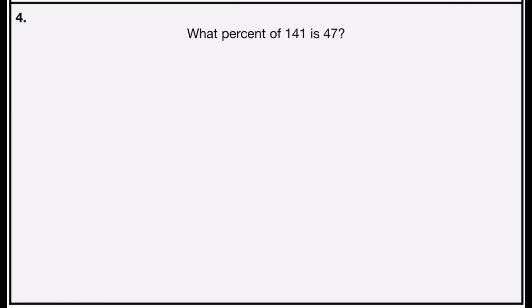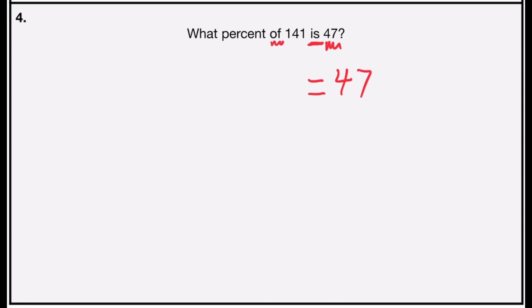Problem number 4 says, what percent of 141 is 47? So again, I'm going to write my equation. Here's the word is, that's going to be my equal sign. On the right side, I have the number 47. Then I'm going to look for the word of.